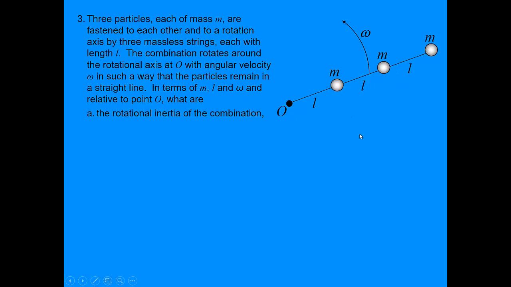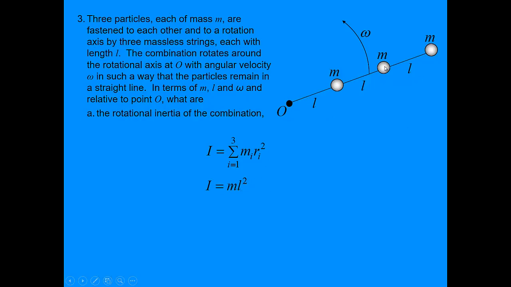act like 3 particles? And the rotational inertia of 3 particles would simply be the sum from i equals 1 to 3, because there's 3 particles, of all of the m_i r_i squareds. If we expand that out, that would be m1 r1 squared plus m2 r2 squared plus m3 r3 squared. But let's take this one at a time. This mass, the inner one here, which is a mass of m, is how far away from the axis? L. So its rotational inertia will just be mL squared.